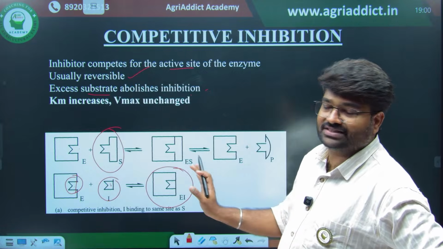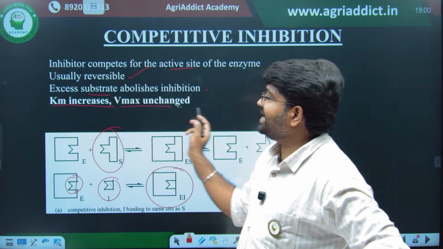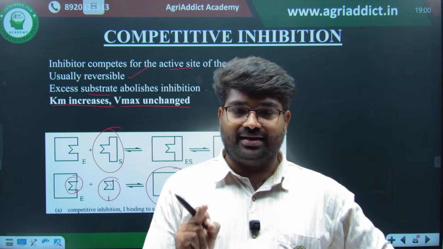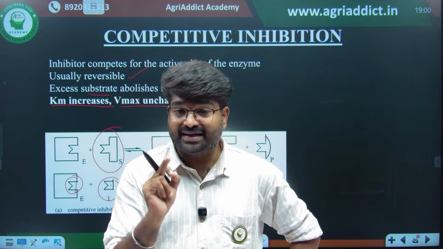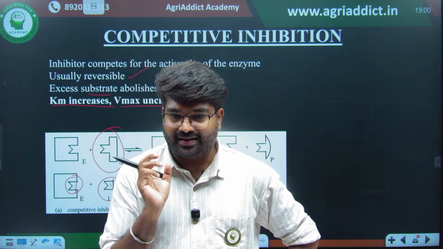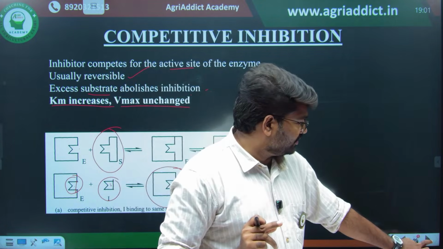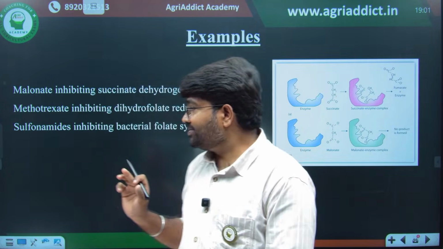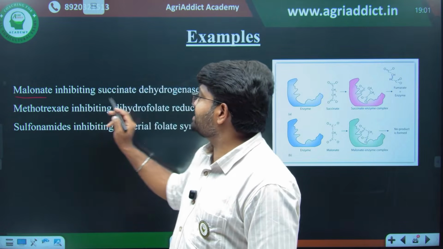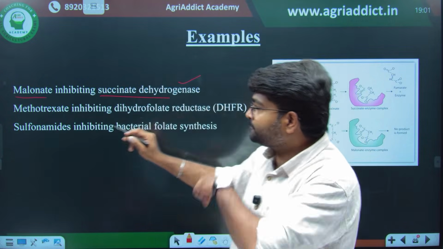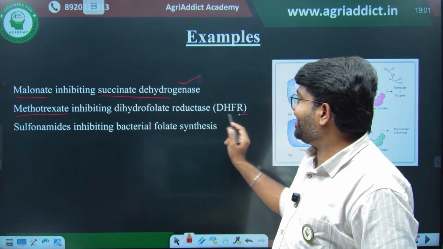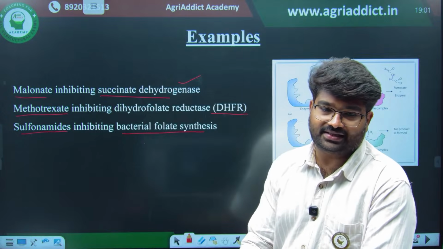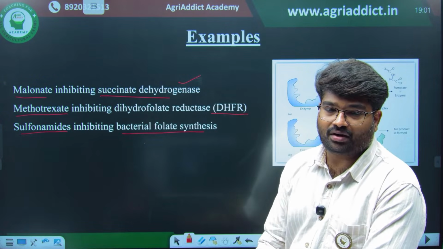In competitive inhibition, Vmax will be unchanged and Km will increase. These are the two points you have to remember. Then the most important thing, the examples of competitive inhibitors. Malonate is an example for succinate dehydrogenase. Methotrexate is an example for dihydrofolate reductase. Sulfonamides are an example for folate synthase. These are the typical examples for competitive inhibitors.